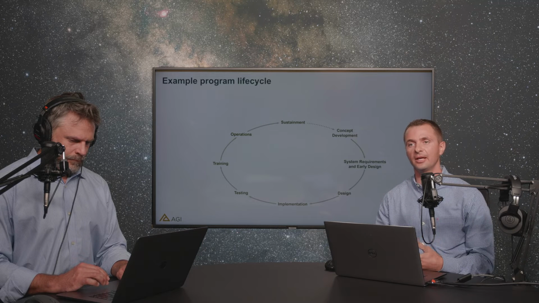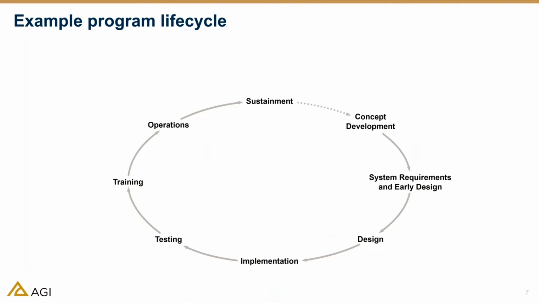So let's start by looking at an example program lifecycle. Here it all begins with, again, the mission: the customer identifying a capability gap or a mission need, at which point the next step is to come up with a conceptual idea to then meet that mission need.